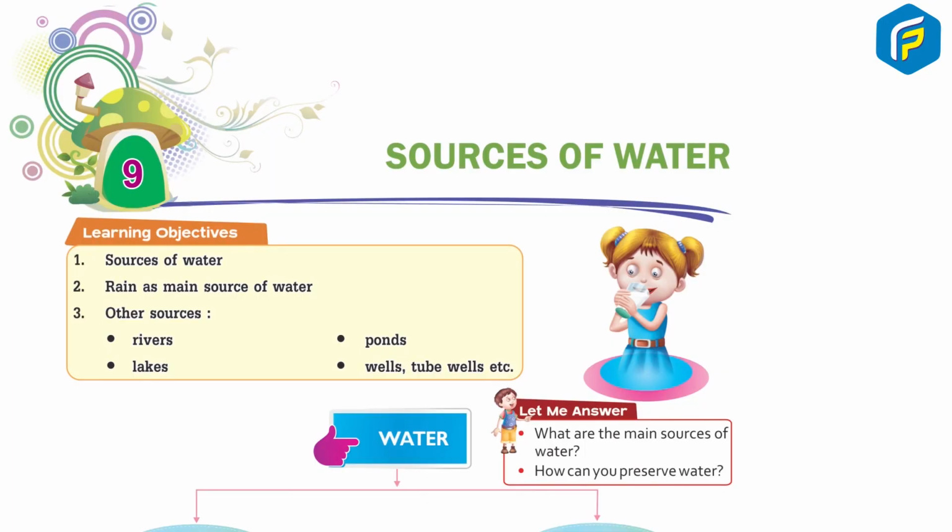Chapter 9: Sources of Water. Learning objectives: 1. Sources of water. 2. Rain as the main source of water. 3. Other sources: rivers, ponds, lakes, wells, tube wells, etc. Let me answer: What are the main sources of water? How can you preserve water?